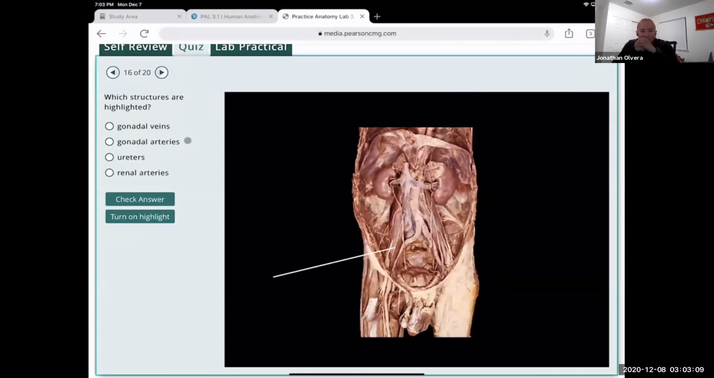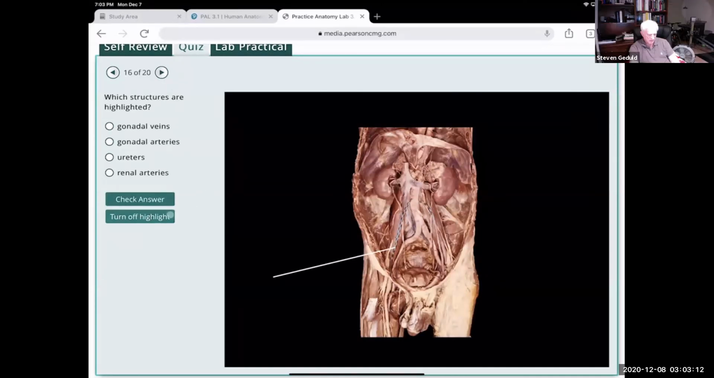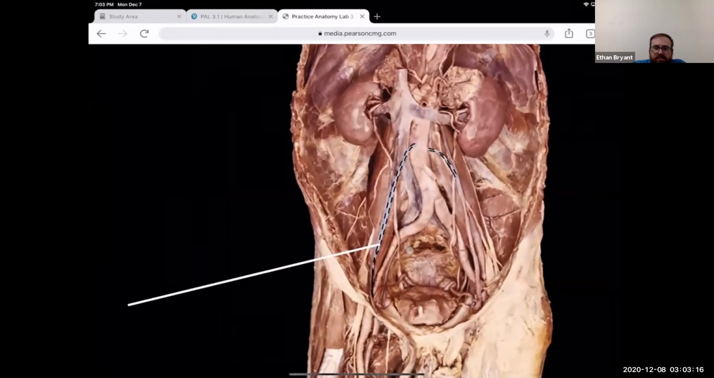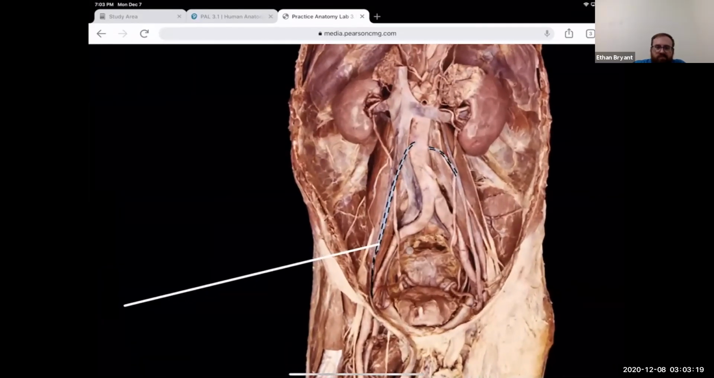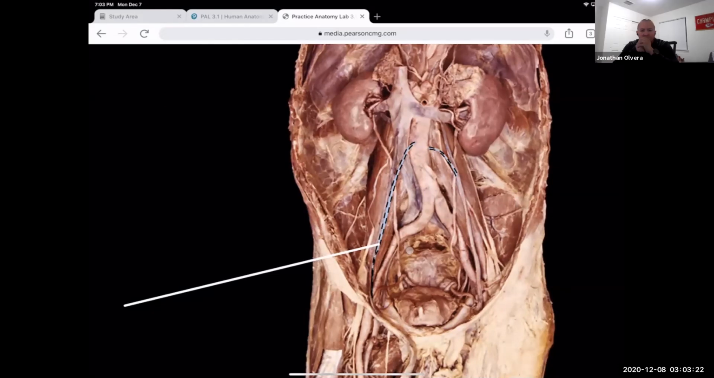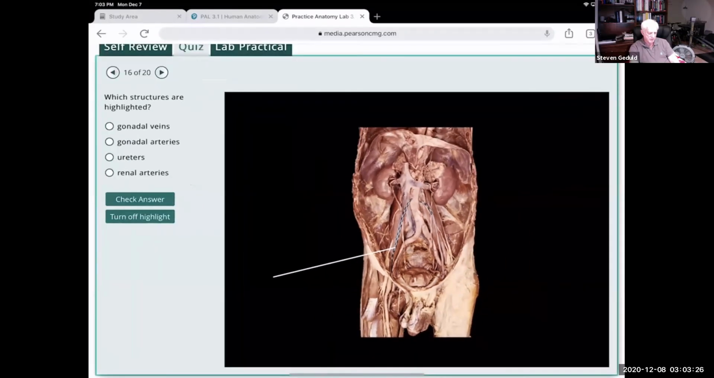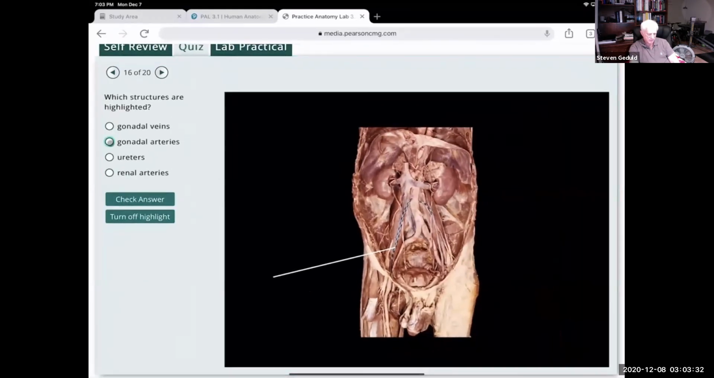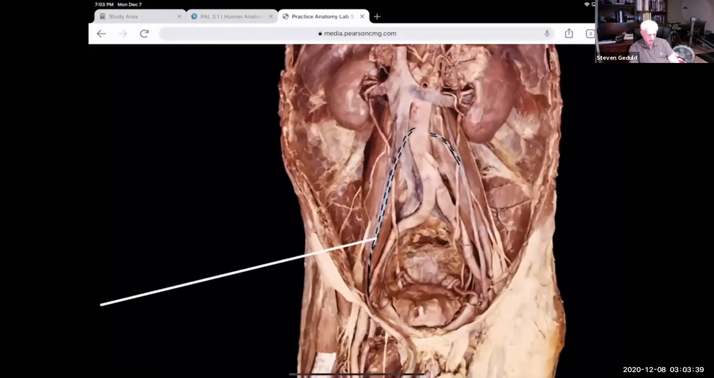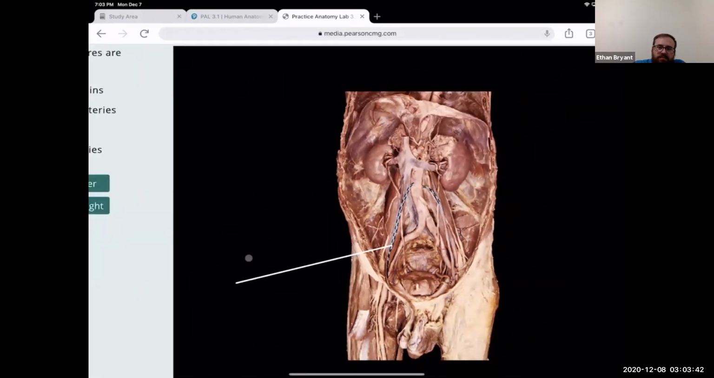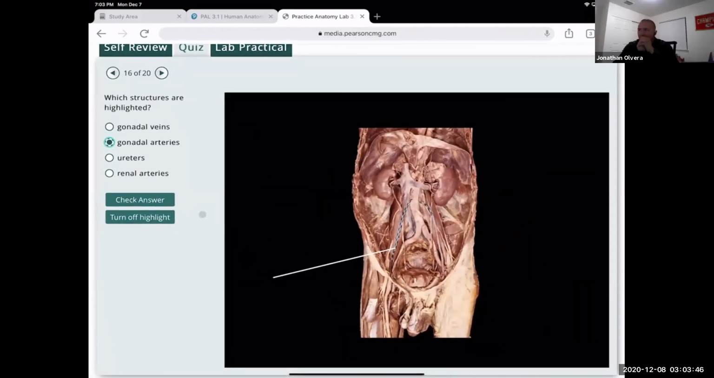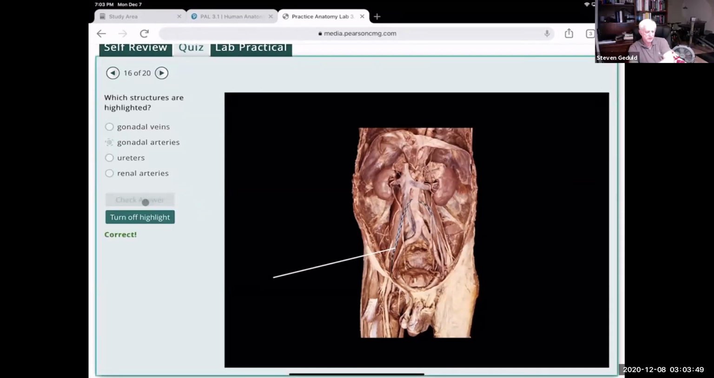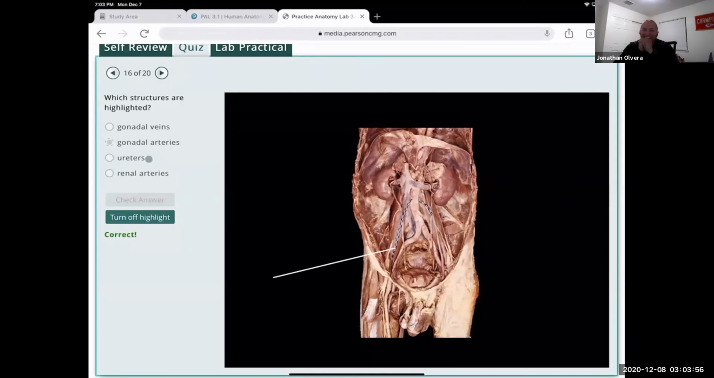And this is pointing to the gonadal arteries. It looks like it's more on the inside than the outside. Yeah. I thought it was making a loop there at first, but it's not. I don't think it's the ureters. It's not the renal artery. It's gonadal arteries or veins. I think they are arteries, because it's closer to the midline. Yep. Those are gonadal arteries.